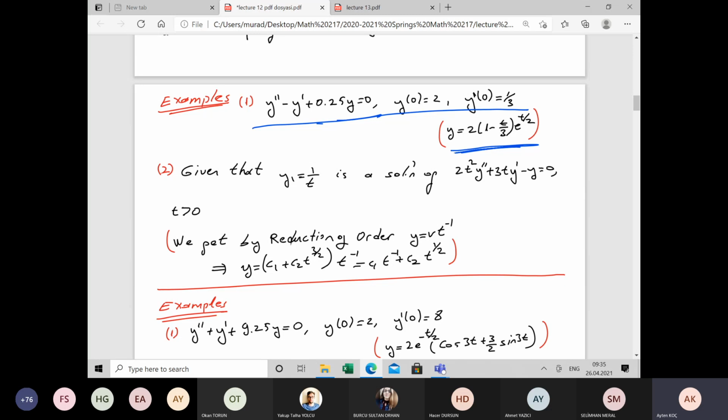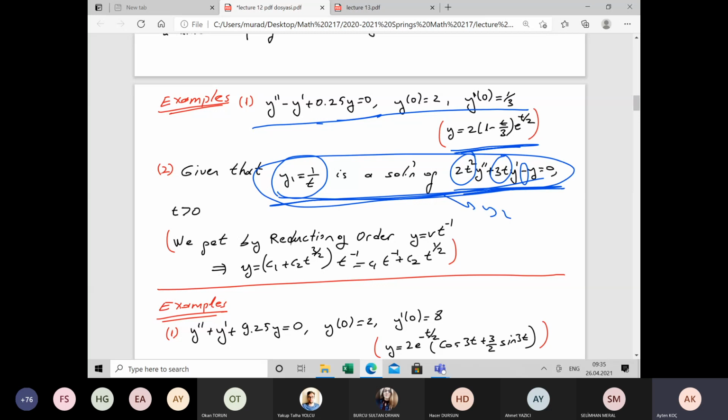Another one, where y sub 1 is the solution of this homogeneous second order differential equation, but not constant coefficients. So we don't know how to solve it directly, but here is the question: y sub 1 is the solution of this differential equation, so what is y sub 2? How do we find it? Using the reduction of order. So we obtain this one.